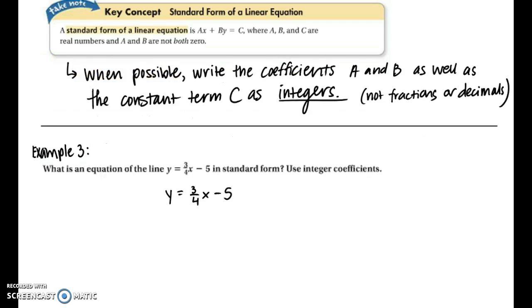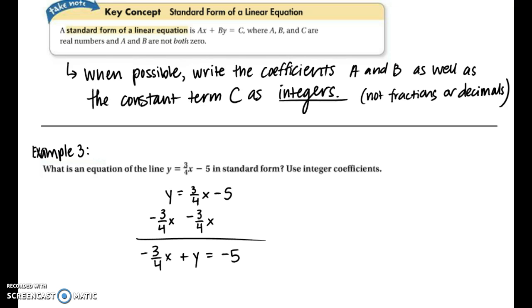In example 3, we are asked to find the equation of the line y equals 3/4 x minus 5 and put that in standard form. And we need to use integer coefficients. So take a look at the standard form above that we talked about earlier, ax plus by equals c. Notice that the x and the y are on the same side of the equation. So that's what I'd like to do first, is move the 3/4 x over to the other side by subtracting. I'm choosing subtraction because it was originally a positive 3/4 x. So now we have negative 3/4 x plus y equals negative 5.